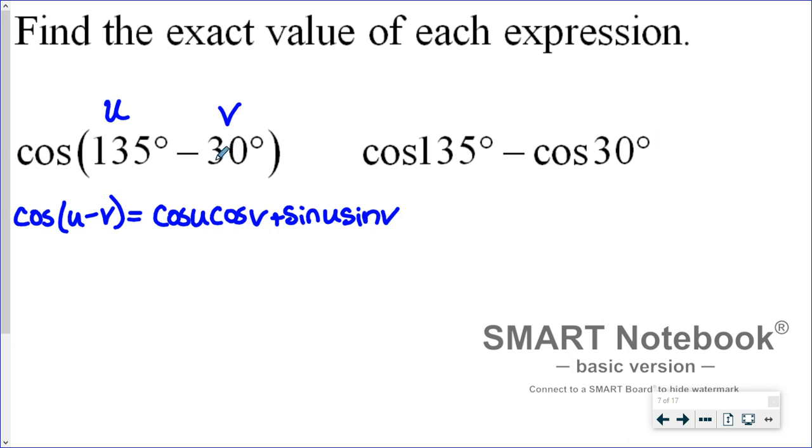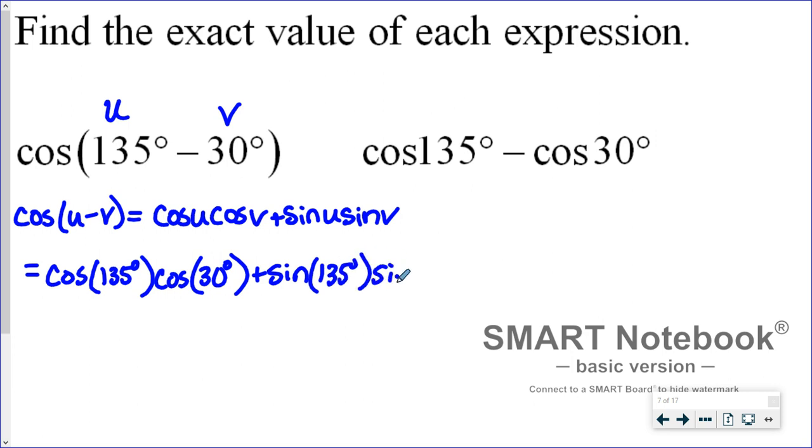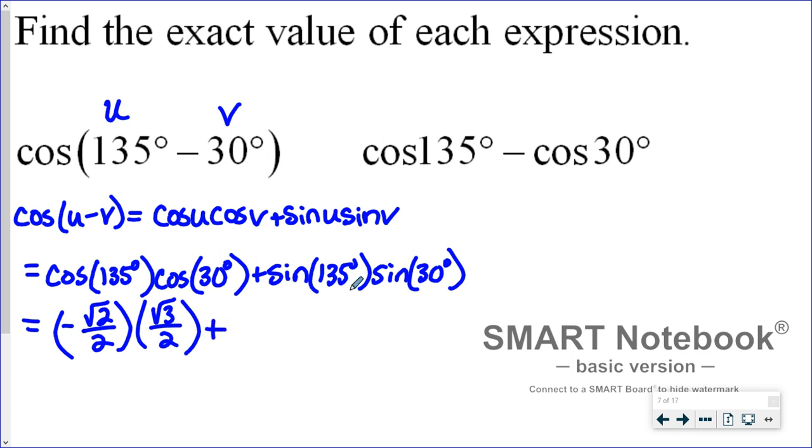All right, so of course u is 135, v is 30. So this is going to equal the cosine of 135 degrees times the cosine of 30 degrees plus the sine of 135 degrees times the sine of 30 degrees. Again, we can get all of these values from our unit circle. The cosine of 135 is negative square root of 2 over 2. Cosine of 30 is the square root of 3 over 2. Sine of 135 is positive square root of 2 over 2. And sine of 30 is 1/2.